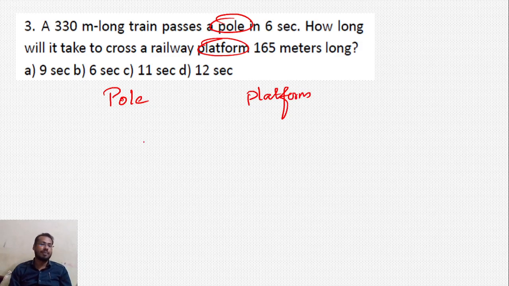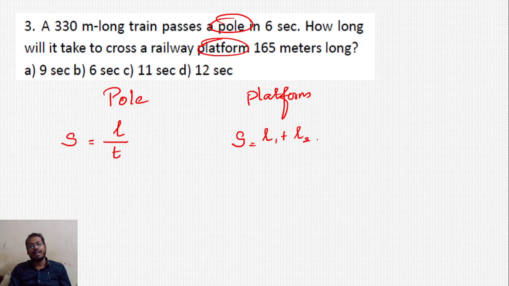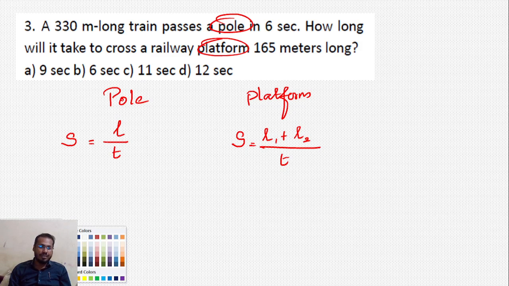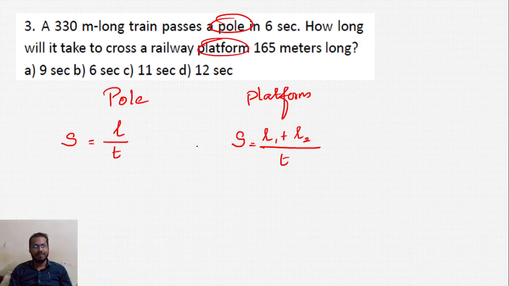If a train crosses a pole, the train has a speed, the pole does not have a speed. The train has a length, the pole does not have a length, over T. But if a train crosses a platform, the train has a speed, the platform does not have speed. The train has length, the platform also has length. So let's take L1 and L2 over T. Now what are all the details or data given in this question? We need to look at that first. Only then do we decide which method we can use.